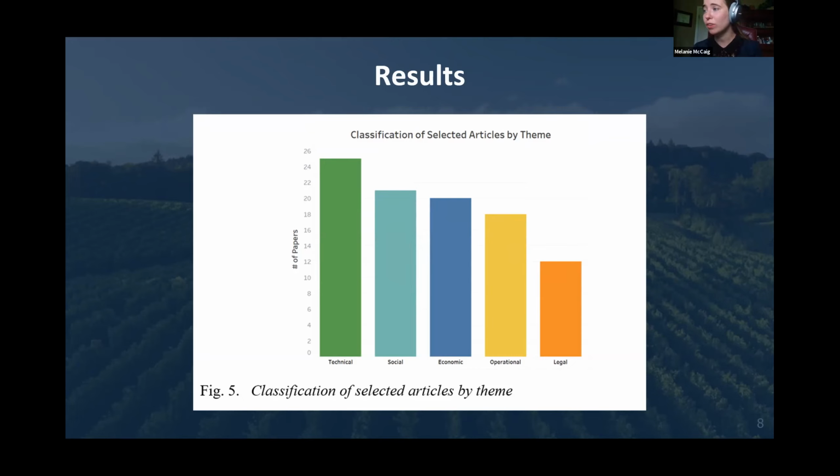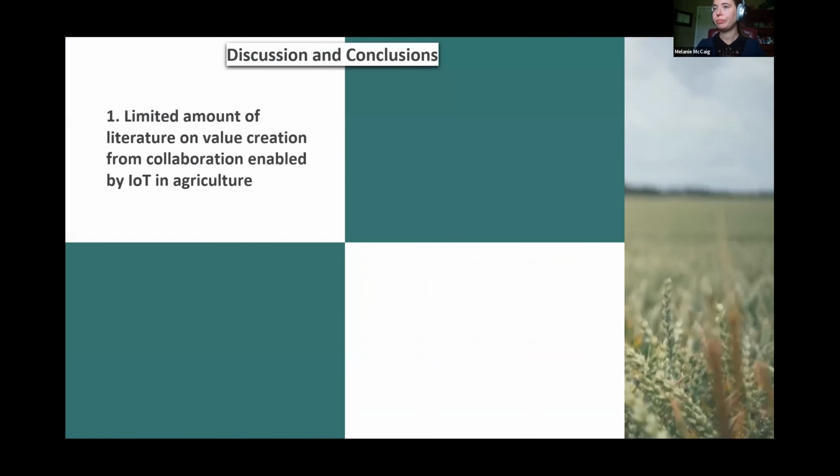Among the articles, other research questions were raised because of collaboration and value creation enabled by IoT in agriculture. The additional questions that were raised primarily centered around the concerns of the ownership, privacy, and misuse of data. Therefore, when studying collaboration in this realm, one cannot overlook these concerns. Problems included data ownership, mismanagement of the data, power asymmetry in the industry, and how the information is shared.